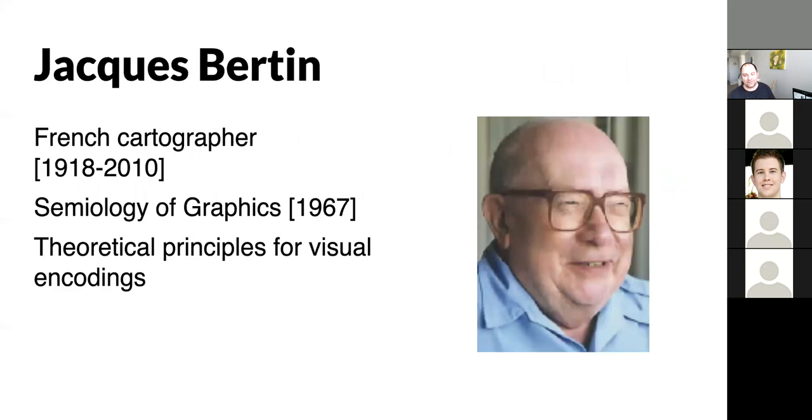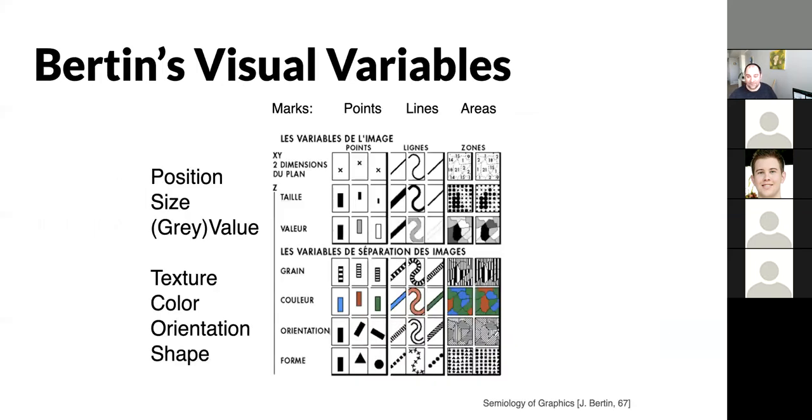This historically goes back to Jacques Bertin, a French cartographer who passed away in 2010. He wrote a very influential book in our community, The Semiology of Graphics, in 1967, and described theoretical principles for visual encodings. This is a figure from his book. The book is in French, so I left the original here and annotated English labels on top of it.